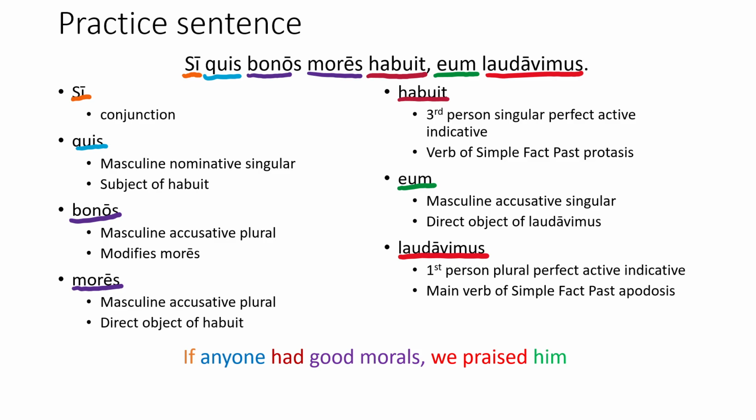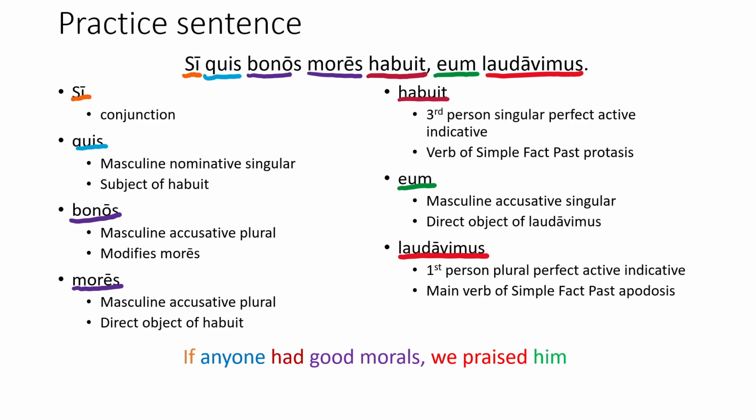Now let's do a practice sentence together. Si quis bonos mores habuit, eum laudavimus. Let's start with finding all of our verbs. There are two. The first, in the protasis, is habuit. It is a third-person singular perfect active indicative. The second, in the apodosis, is laudavimus. It is a first-person plural perfect active indicative. Because both of our verbs are perfect active indicatives, this means we have a simple fact past conditional.